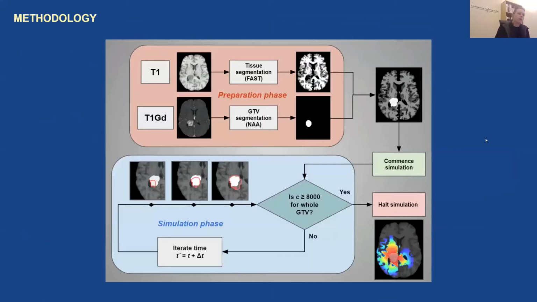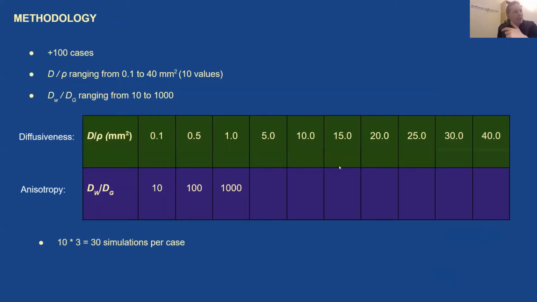So here's an overview of the process so far. We prepared a brain by segmenting it into tissue type and GTV, and we performed the simulation until we got the tissue type, normal tissue invasion. And we did this for all cases, and for every case, we did this 30 times, because we took all these different parameters for diffusiveness and anisotropy, all combinations of them, and tried them every time.